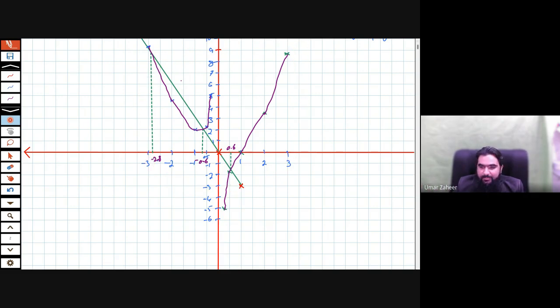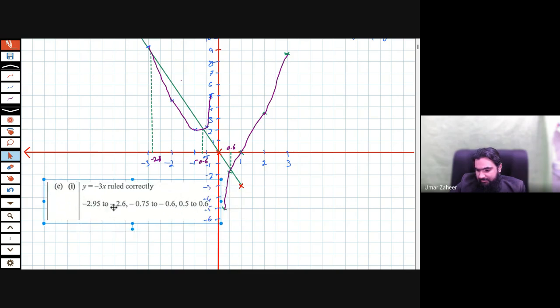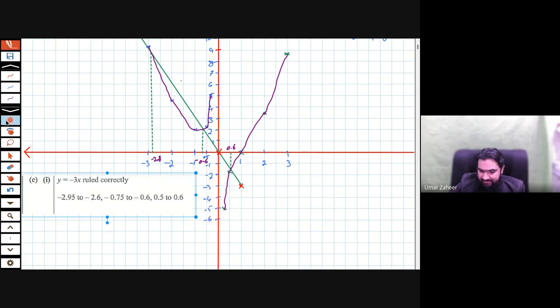One second, I'm going to check the mark scheme and show you how the examiner gives the answer. Now look at here. This is the mark scheme. He says that first of all, you must draw a correct line, minus 3x. So I had to draw a correct line y is equal to minus 3x. Clear?